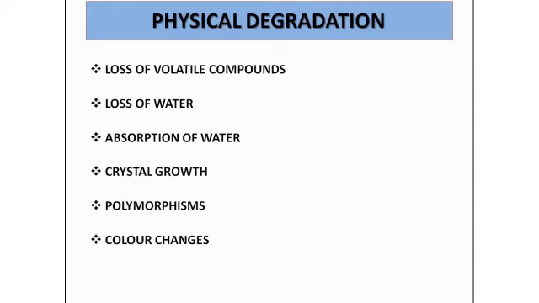Next is the color change, which is easily observed by the naked eye. Then the next one is photolysis. Photolysis is nothing but the degradation under light.